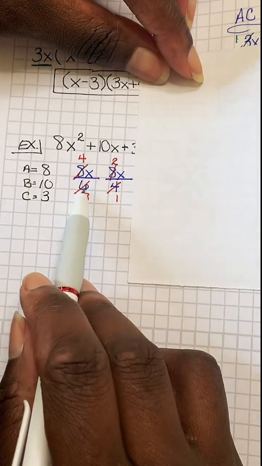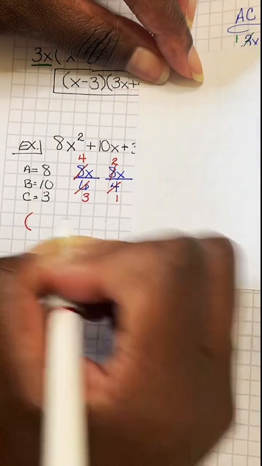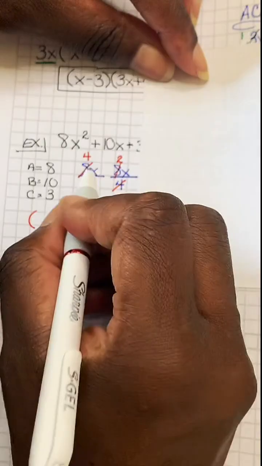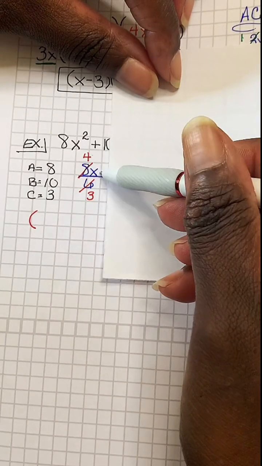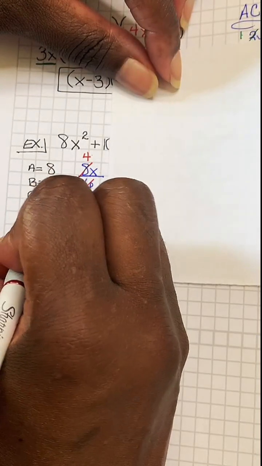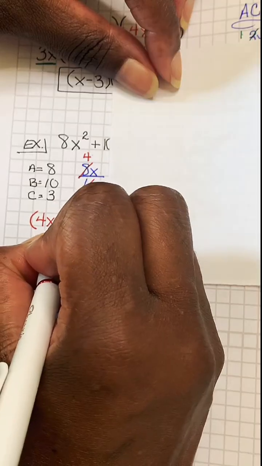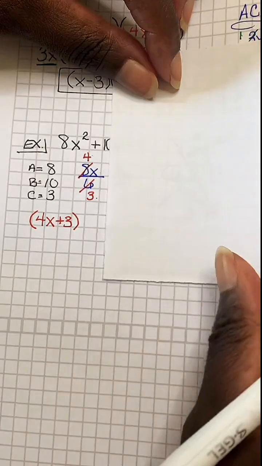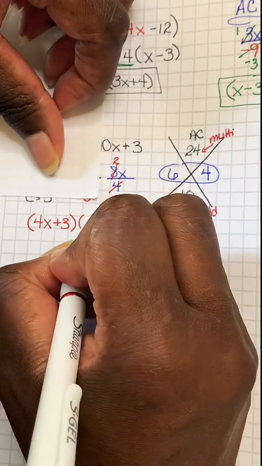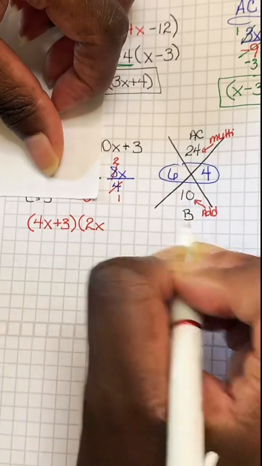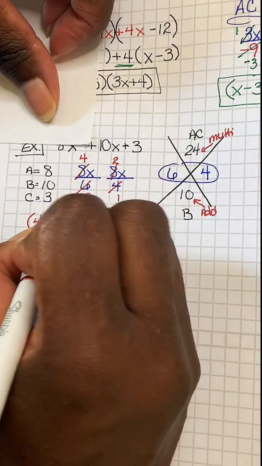So we basically have our 2 parentheses. Always start with the numerator for the first parenthesis. So we have 4x, that was the numerator, and the denominator is a positive 3, so plus 3. Second parenthesis, we have 2x, that was the numerator, plus 1. And that's your answer.